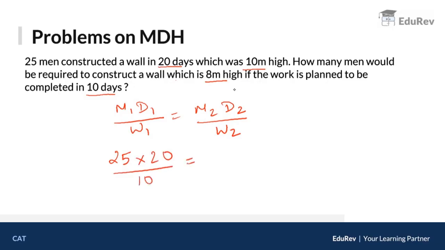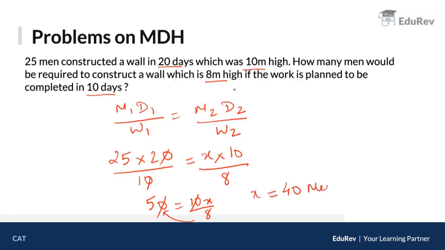So we have 25 men, they worked for 20 days to build a wall which was 10 meters high. So your work is a 10 meter wall. How many men would be required? Let's say we need x number of men working for 10 days to build a wall which is 8 meters high. So in this case, the work done is an 8 meter wall. So your 0, 0 will get cancelled. So this will become 50 is equal to 10x upon 8. Again 0, 0 will get cancelled. 8 will go on the other side. So your value of x will be 5 into 8, which is 40. So 40 men will be required. So that is your answer.